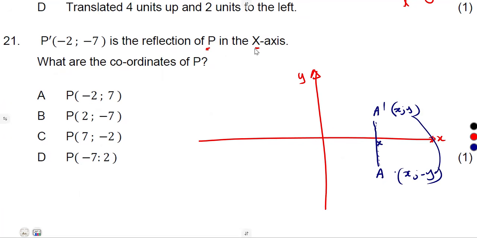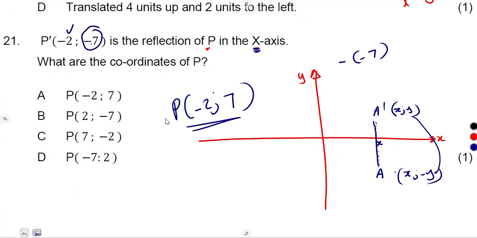So when it is reflected along the x-axis, look into that. X remains the same, so x must remain as what? As minus 2. But y is affected by a negative. So y, you multiply it by negative. Negative 7 is going to be what? Positive 7. So P is minus 2, 7, which is A. A is the best answer. That is a reflection in the x-axis.